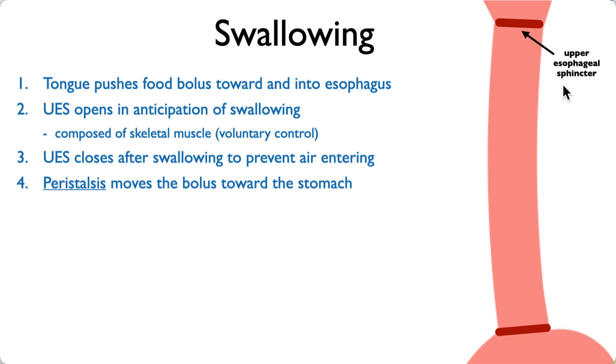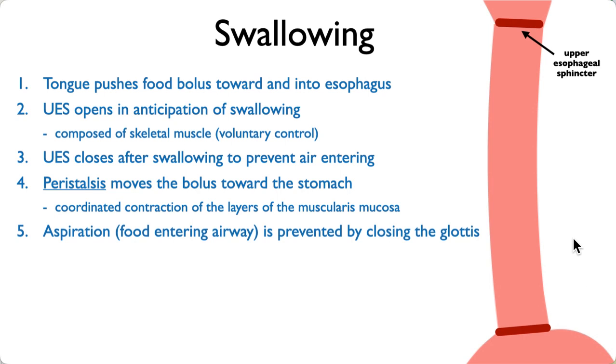Peristalsis is the name for how the muscularis of the GI tract contracts to move substances towards the anus. And we're going to look at that a little more closely in a bit. But the muscles of the tube here are contracting to push the food towards the stomach, but it has to pass through this next sphincter.